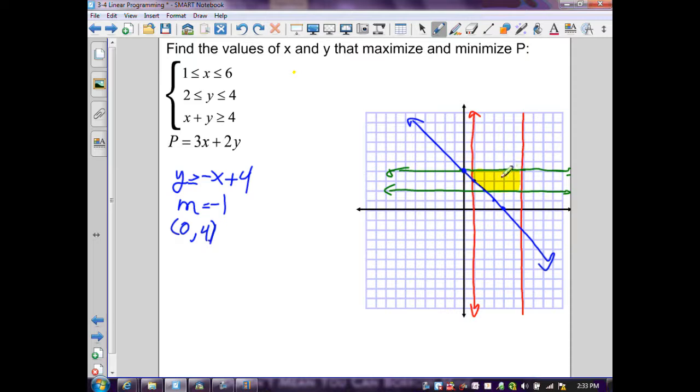Now I just determine the vertices generated by those intersections, and those will be the possible maximum and minimum values for my solution given this objective function. So let's label those intersection points. I have 5 of them. First, I have 1, 3. I have 1, 4. I have 2, 2. I have 6, 2. And 6, 4.